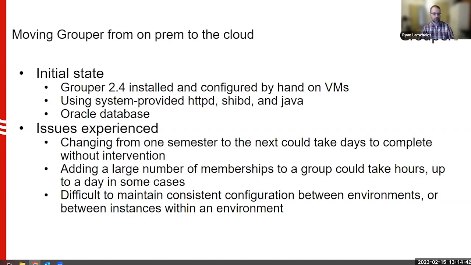So that wasn't good. And then because of how everything was maintained manually between the machines, it was very difficult to ensure that the configuration was consistent between the environments, or even between different instances in the same environment.